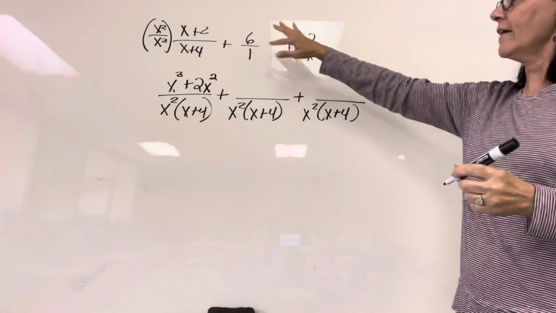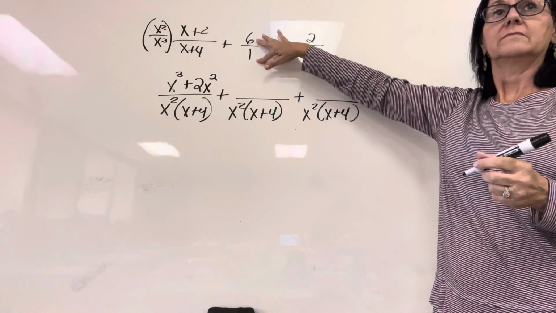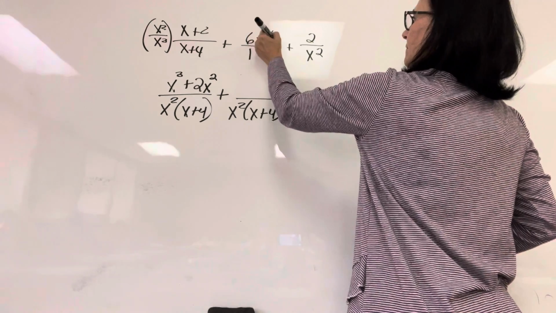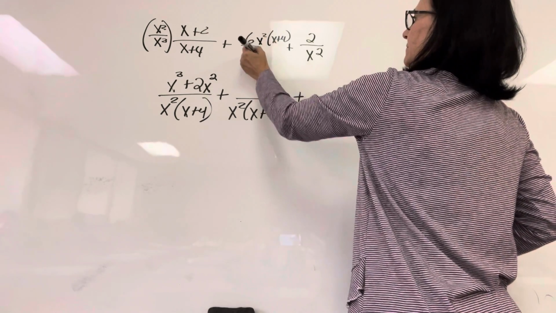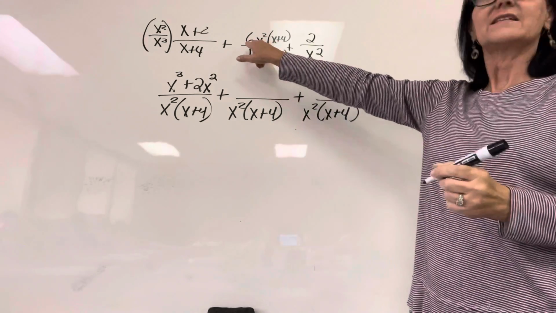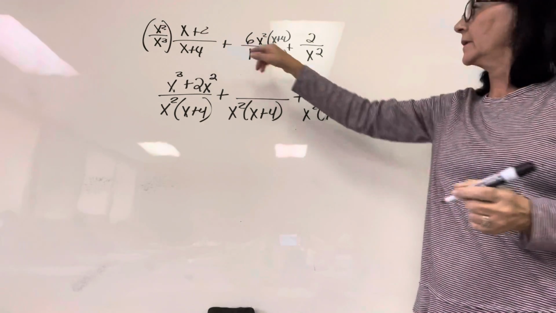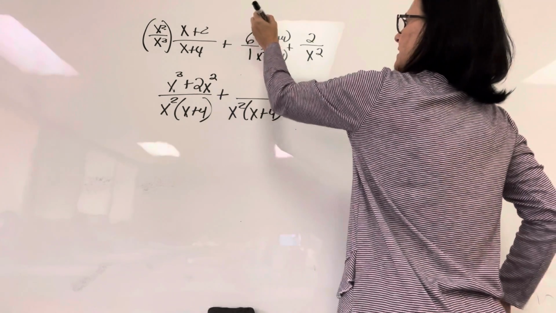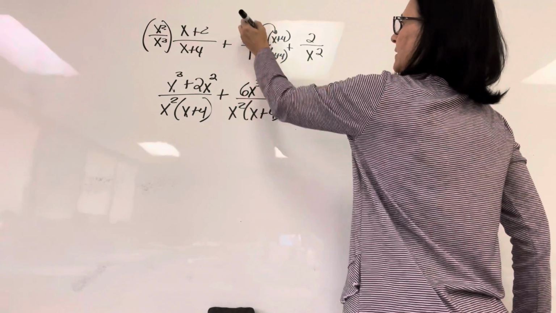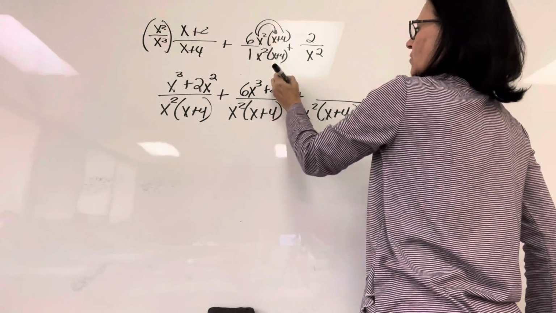All right, what do I have to multiply this term by, Nathaniel? X squared times x plus 4. Yes. So I'm really going to see this as 6x squared and distributed. Make sense? So when we distribute the 6x squared to x, it becomes 6x cubed, and then to 4, it becomes 24x squared.